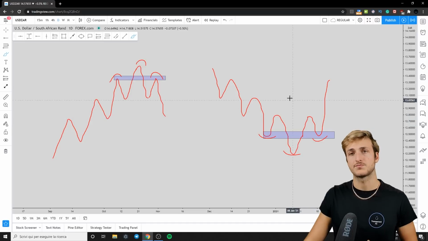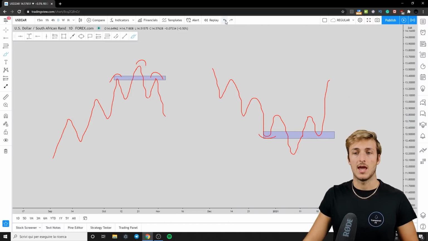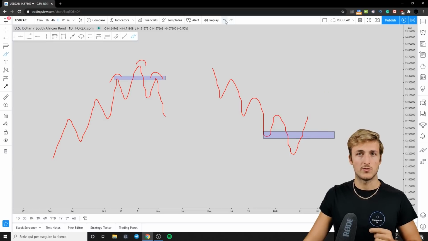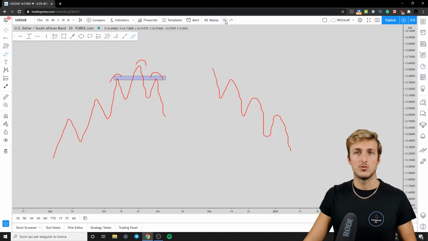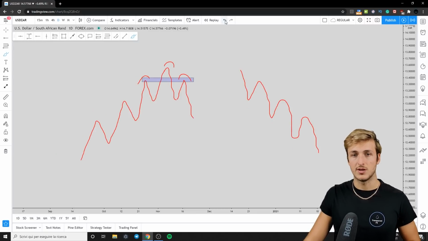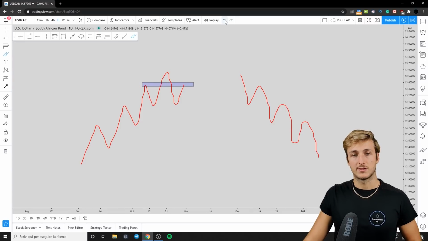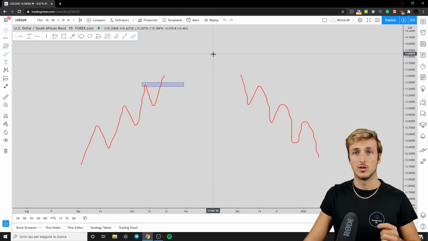Now, another case of reversal patterns, and these are the only two that I will be covering in this video. There are many others, but these are the two most common. So those are the ones that I want to cover in this video. The other reversal pattern that I want to speak about is double tops and double bottoms.